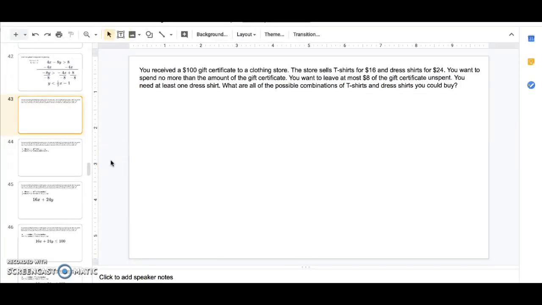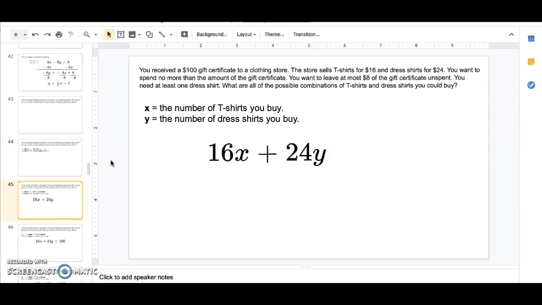To do that, we need to establish x and y. We see we're dealing with t-shirts and dress shirts. So let's let x equal the number of t-shirts we buy and y equal the number of dress shirts that we buy. And if we're selling t-shirts for $16 and dress shirts for $24, then it'll be 16x plus 24y, because it'll be 24 times the amount of dress shirts.